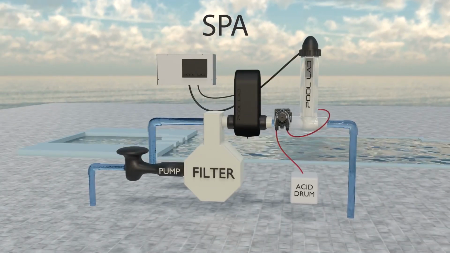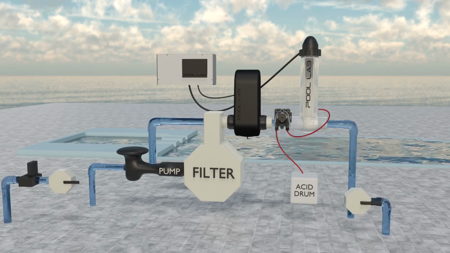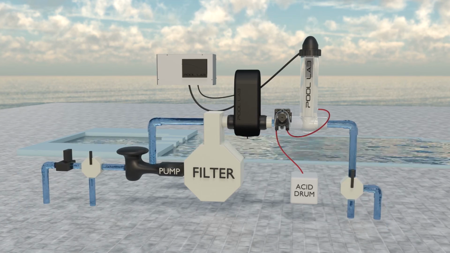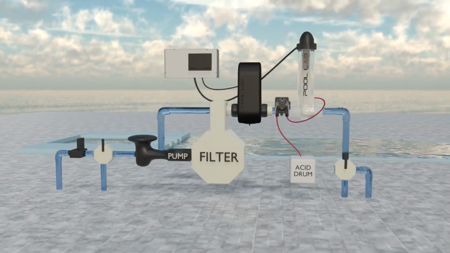For pool and spa combinations, a flow switch is installed on the spa suction line. This allows the system to automatically adapt to the smaller volume of water whilst the spa is in use.